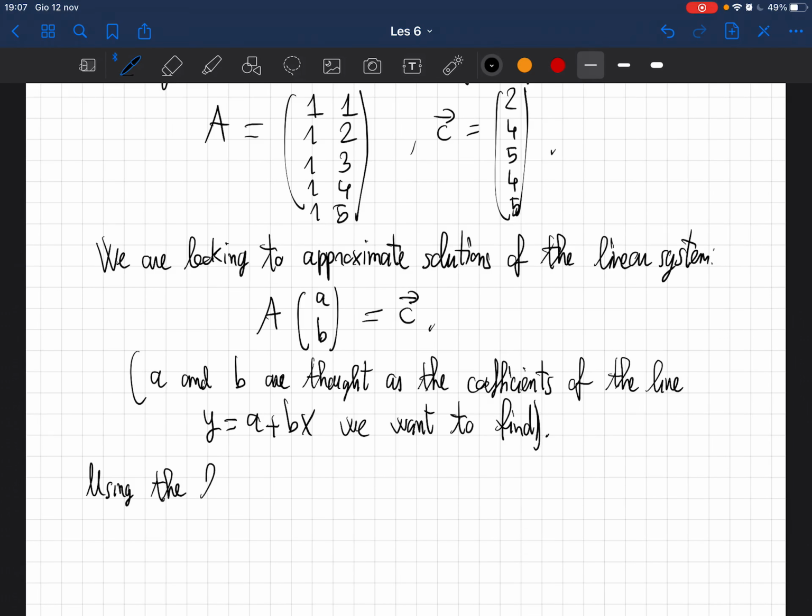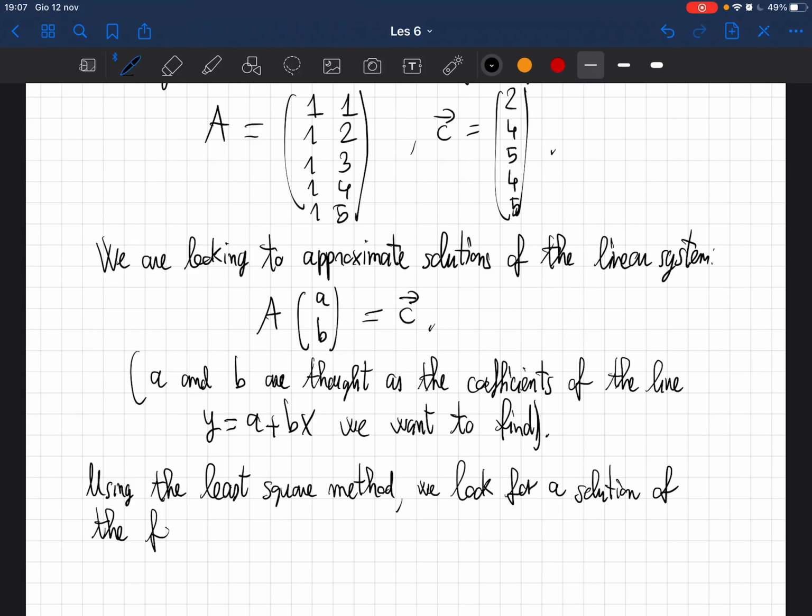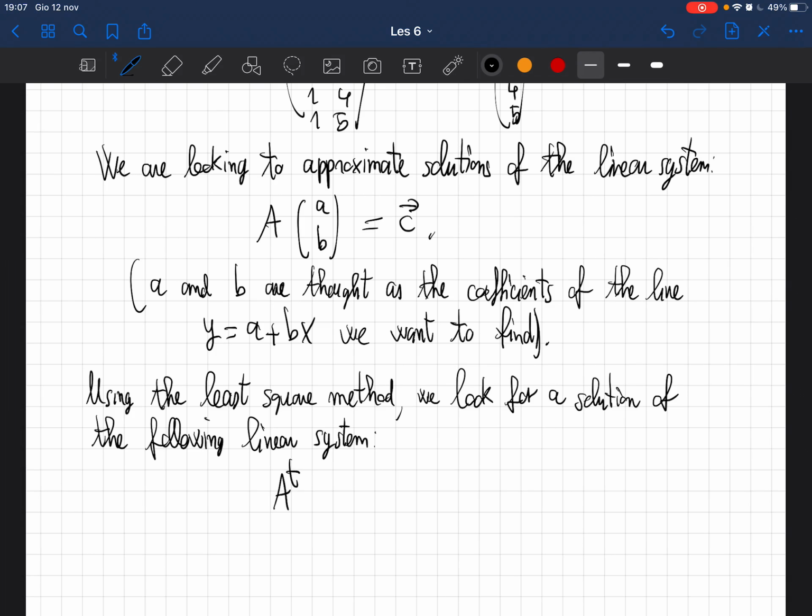Using the least square method, it is A transpose A, let's say X star equal to A transpose C.